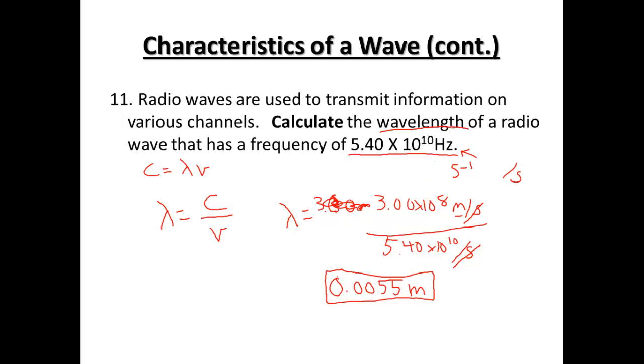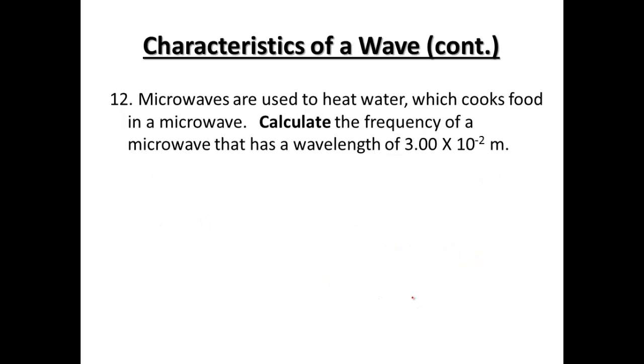So solving for wavelength in our first problem, our answer is in a wavelength unit, meters. Our second problem: microwaves are used to heat water, which cooks food in a microwave. Calculate the frequency of a microwave that has a wavelength of 3.0 times 10 to the negative 2 meters. So in this problem, we're given wavelength and we're solving for frequency. Calculate the frequency is what we're looking to solve for, and we know the wavelength of the object.